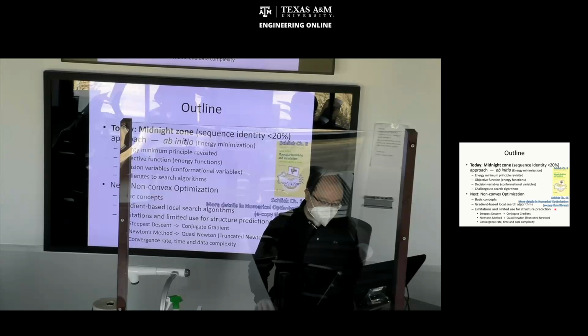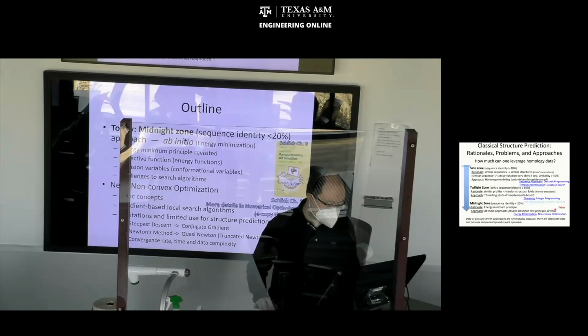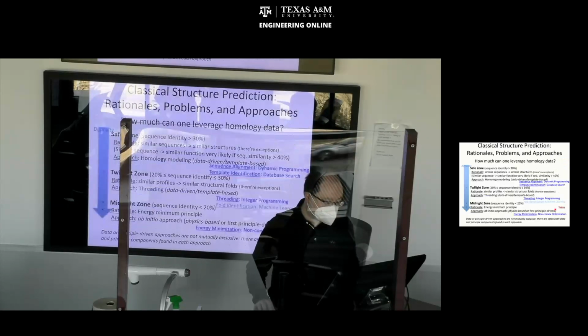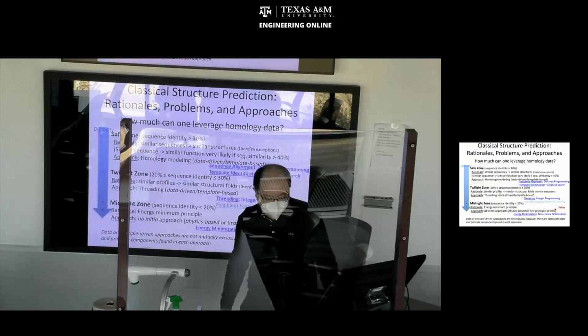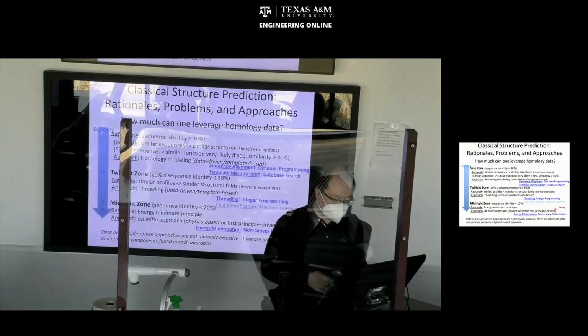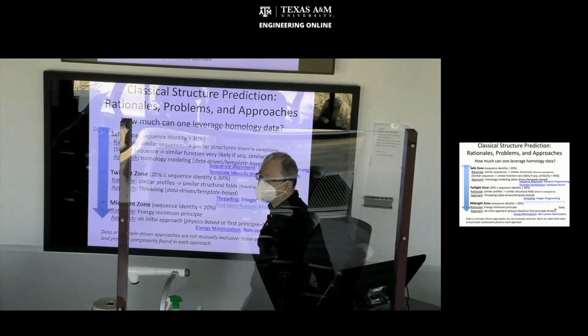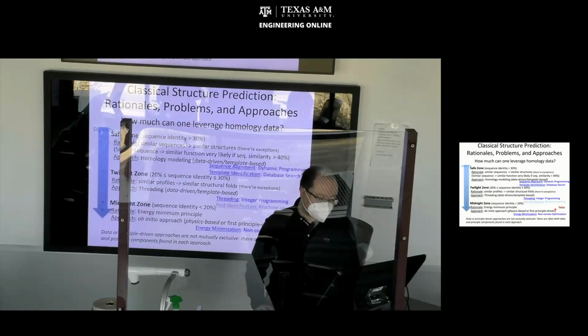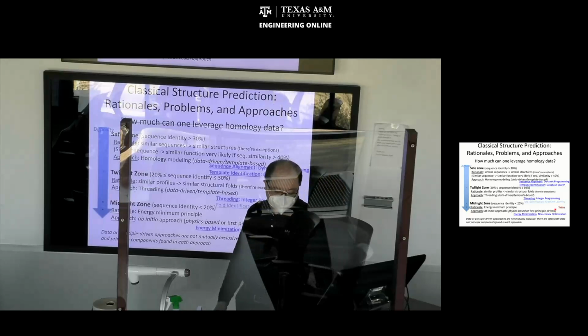Okay, let's get started. Let's talk about how this problem can be formulated as an optimization, right? When you have seemingly no data to borrow. But I have to clarify that even in this midnight zone, you can use some data, okay? So let's start. If right now there's no homology data that I can use, apparently, what can I do?